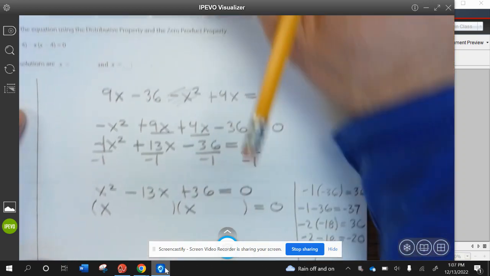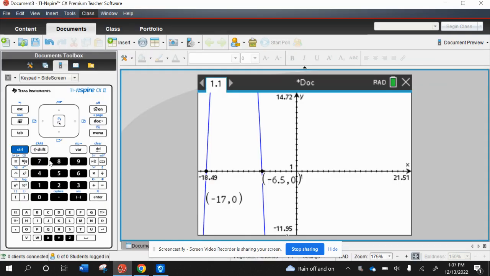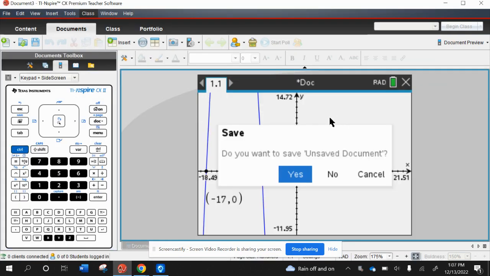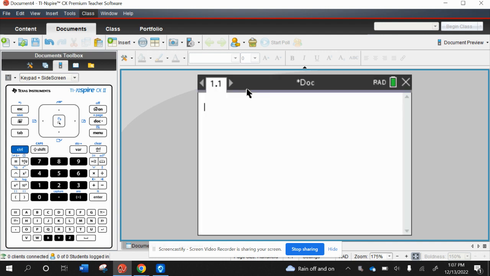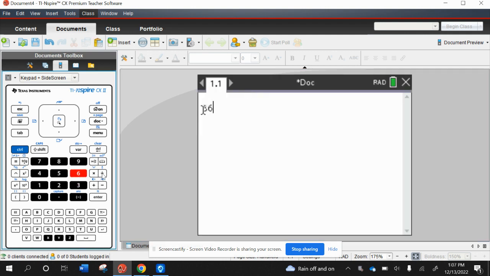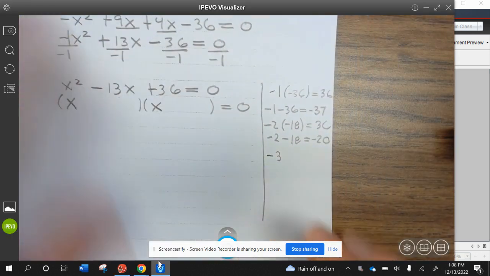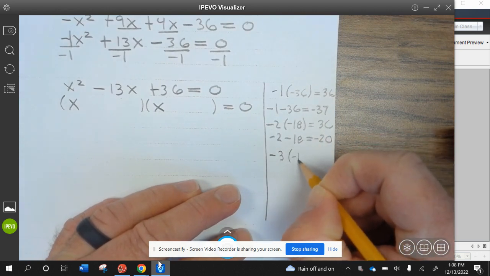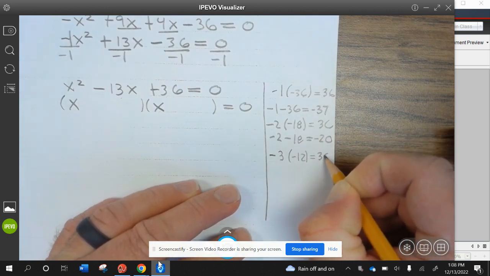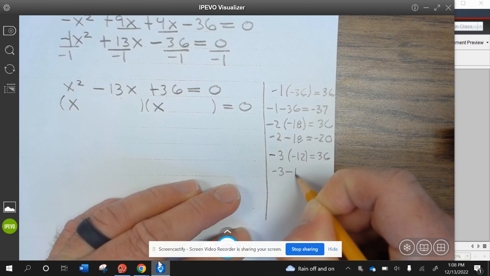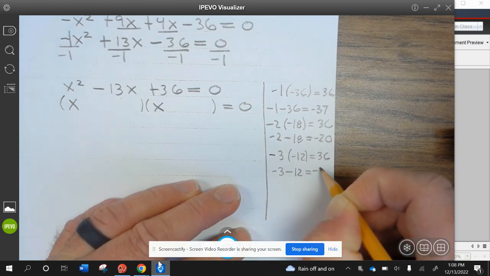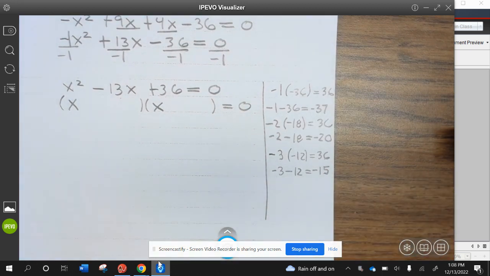Now to figure out that number, what I would do is go to calculator, on, new document, no, and I'm going to do 36 divided by 3. So 12. Okay, so negative 3 times a negative 12 is a positive 36. Negative 3 minus 12 is a negative 15. That didn't work, but we're getting close.